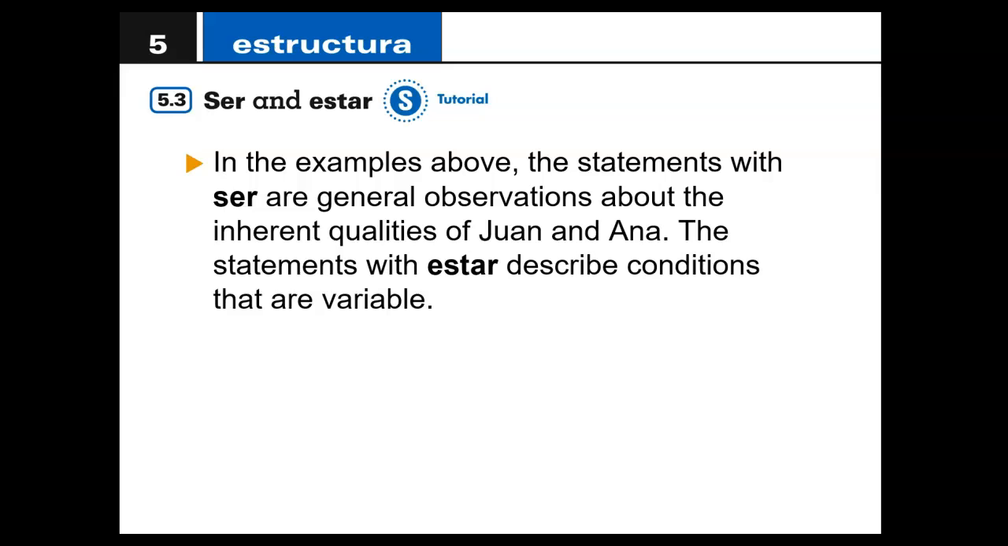So in your notes here, it says, in the examples above, or the previous slide, statements with ser are generally observations about inherent qualities of Juan and Ana, meaning they're not going to change anytime soon in any fashion whatsoever. The statements with the verb estar are describing conditions that are variable, meaning that they will change over time. They're temporary. Again, that whole idea of is it a characteristic that will stay with them for a long period of time, or is it only going to be there for today? Okay.